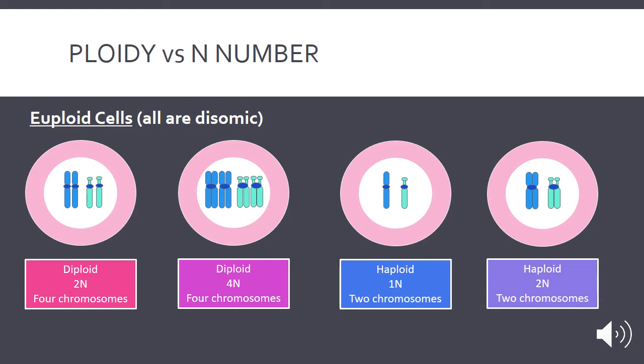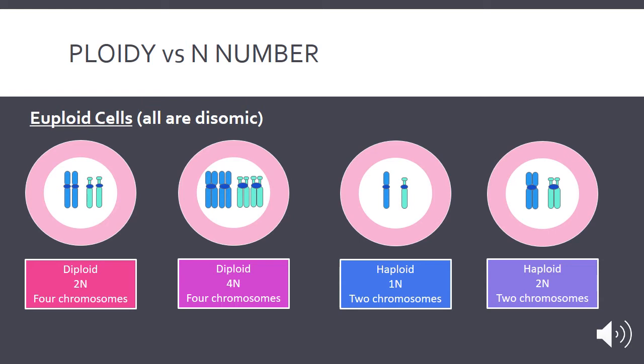In the next cell, still diploid, but this cell has gone through DNA replication, so I still have 4 chromosomes, but each chromosome has 2 sister chromatids, which brings my N number up to 4, because now I've doubled the number of DNA molecules. The next 2 cells are haploid, which for gametes would be euploid, the true ploidy for the cell.